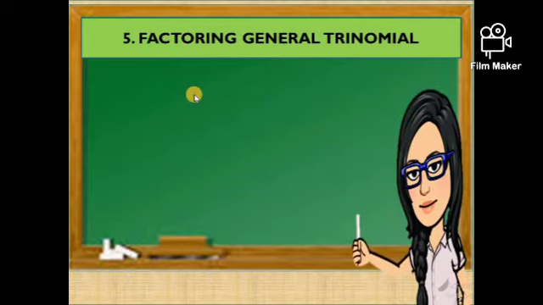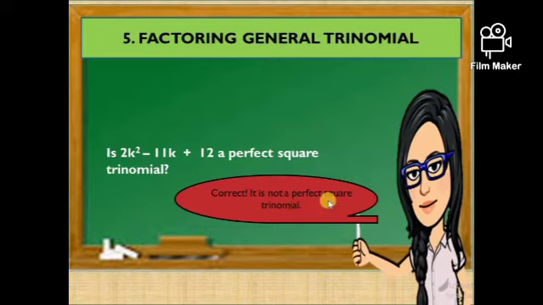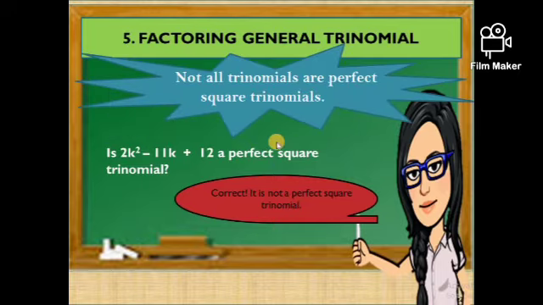Now, let us proceed with factoring general trinomials. Is 2k squared plus 11k plus 12 a perfect square trinomial? You are correct. Very good. It is not a perfect square trinomial. You need to remember that not all trinomials are perfect square trinomials. This time, we are going to factor trinomials that are not perfect square, and they are called general trinomials.